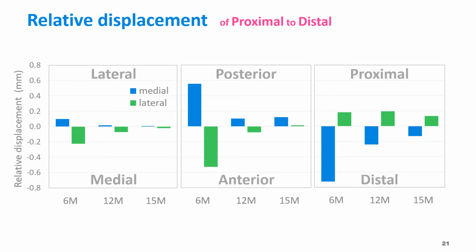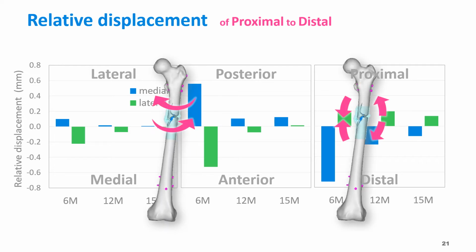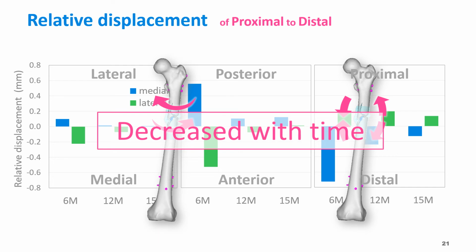These graphs show the displacement of the proximal bone fragment relative to the distal bone fragment, showing the medial-lateral, anterior-posterior, and distal-proximal directions respectively. The proximal fragment is medially rotated relative to the distal fragment, and the fragment gap is closed on the medial side and open on the lateral side. In addition, we can see that the movement of all of them decreased with time.